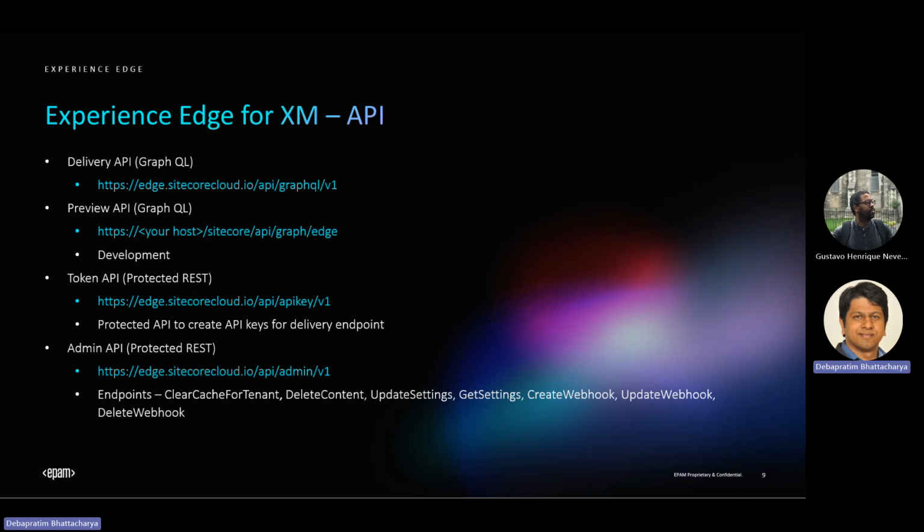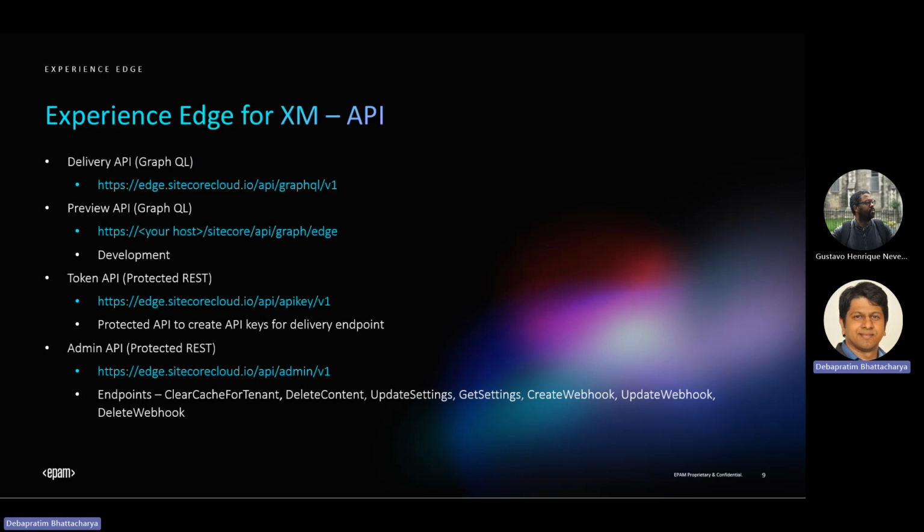We will now talk about the different APIs that we have in an Experience Edge solution. When we are connecting to an Experience Edge platform, we have two primary APIs for development and production needs. For development purposes, we use the preview API. When you install the XM connector, it automatically has the dependent library that takes care of having the preview API set up in your CMS instance, and it is hosted within the same CMS instance where you have installed the XM connector.